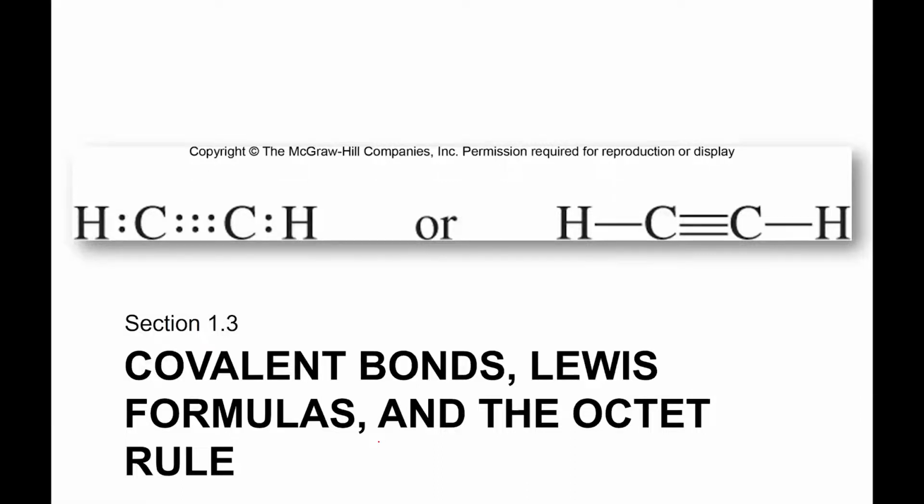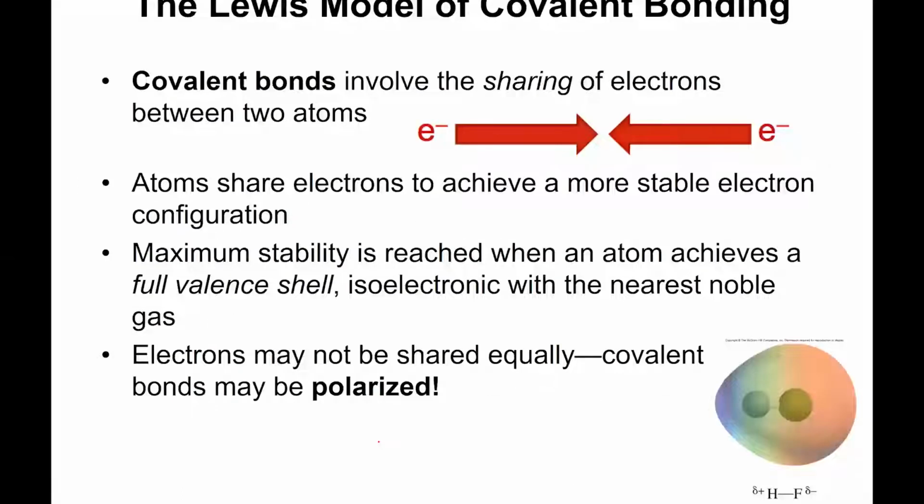Okay, on to section 1.3. We are again going to be mostly looking at covalent bonds, and I want to cover more about the structural identification of covalent bonds, how to properly predict structures using Lewis dot structures, and show where electrons are.